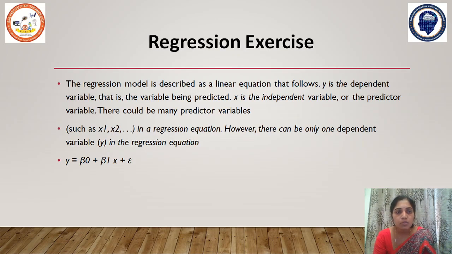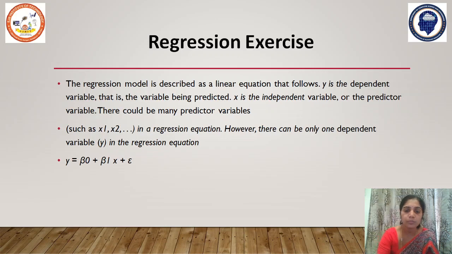Y is equal to beta naught plus beta 1 x plus epsilon. So yi is the dependent variable. You have beta naught, which is the population y intercept, beta 1 into xi, where beta 1 is the population slope coefficient and xi is the independent variable, and then epsilon is the random error term. So the random error component plus the linear component together give the dependent variable. Look into the diagram where you have a simple linear regression.